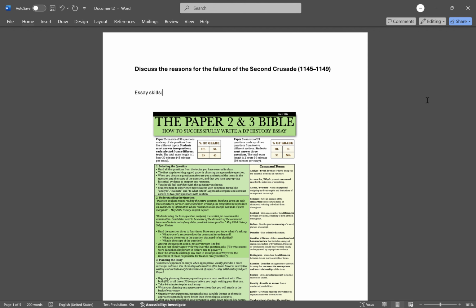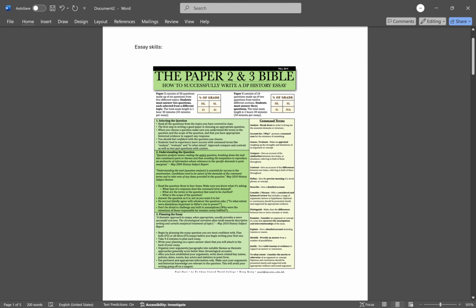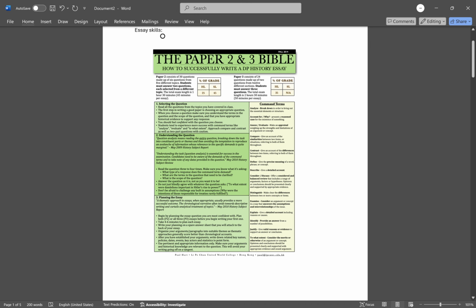So first, this is a paper 2 and 3 Bible, and it's really helpful. If you read this, it'll really help you with command terms, what paper 2 and paper 3 are, and how to plan the essay and how to understand the question. So if you could take a screenshot of that, that would be really useful for you.